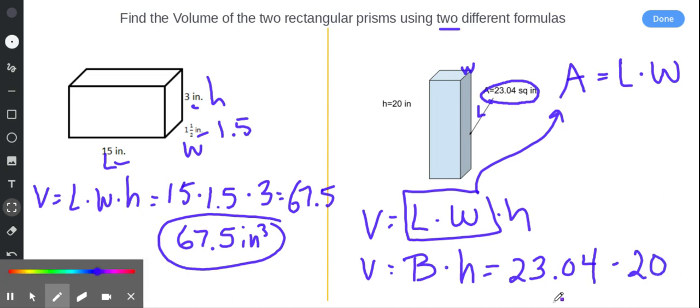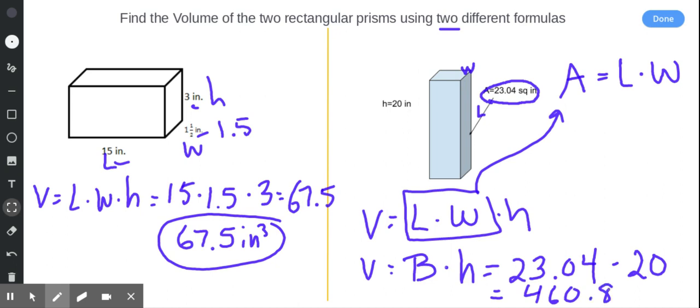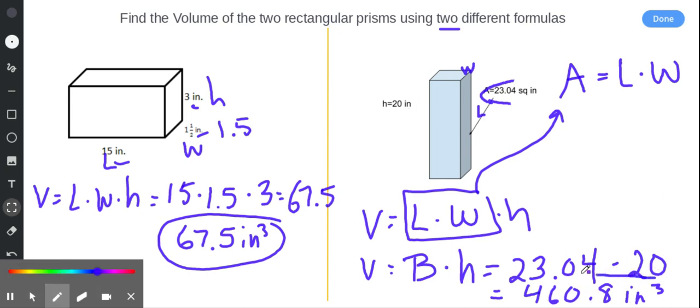And after I plug that in, I would end up with 460 and 8 tenths. And that is still inches cubed. And this over here, I covered it up a little bit there, but it says that this is square inches. So it's already inches to the second because I did inch times inch, length times width, and then a third inch there. So it is going to end up being the same unit there. 460.8 inches cubed, or cubic inches.